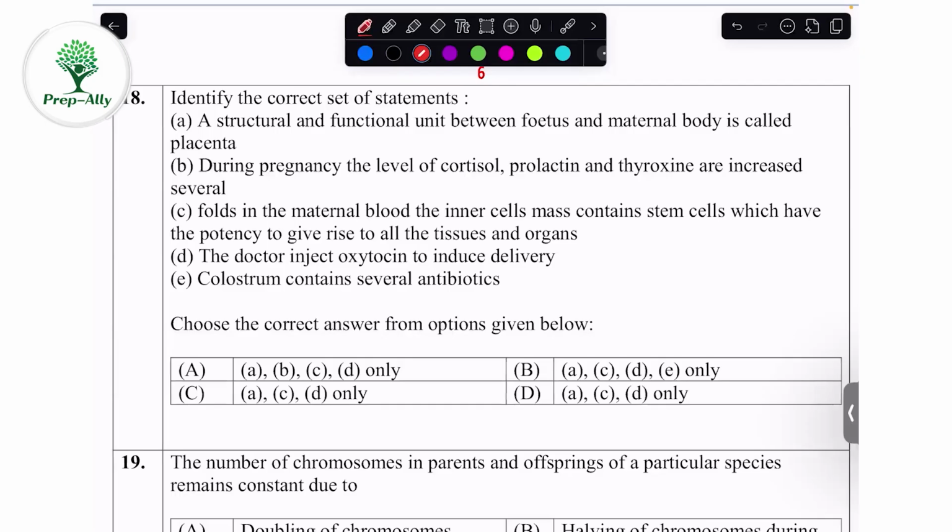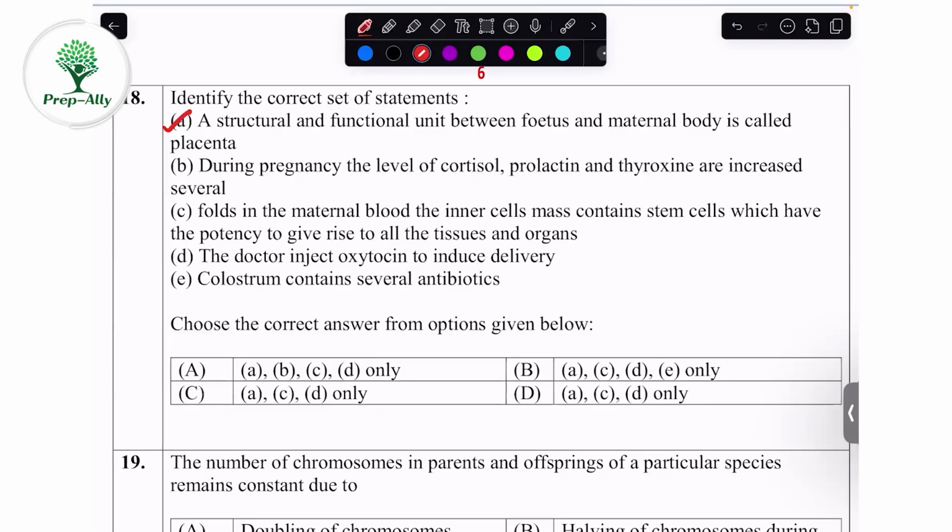So statement one is correct. During pregnancy, the levels of cortisol, prolactin, and thyroxine are increased. Thyroxine is a thyroid hormone, so it's about metabolism. The metabolic hormones will be altered, so more metabolism takes place.